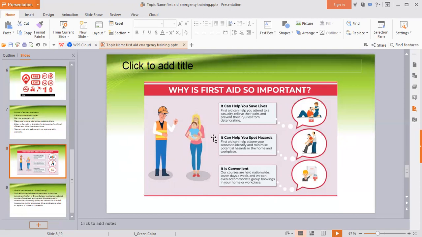Here is a picture, not exactly a diagram. It can help you save lives. It can help you support against hazards. It is convenient. First aid training is very helpful to attend any casualty, relieve their pain, and prevent the injuries from deteriorating. So, first aid can help attune your senses to identify and minimize potential hazards in the home and workplace.